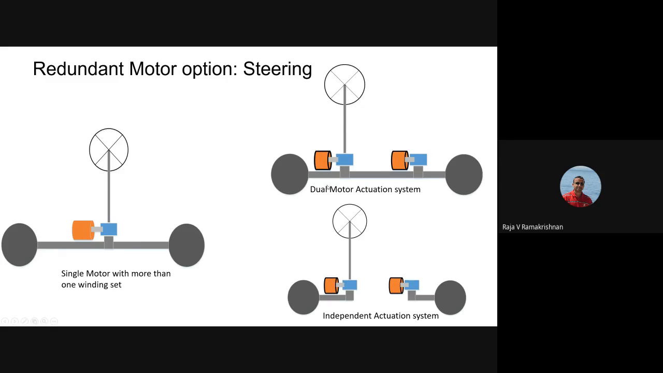Another way of doing it is to define two systems, each of which provides 50-50%, and therefore each system will be able to drive the system together, where we have a dual motor actuation system. So for any failure in the system, even a motor shaft break, you can still work with the other system to keep driving the vehicle. Now, another one which is quickly growing is what we call an independent actuation system.